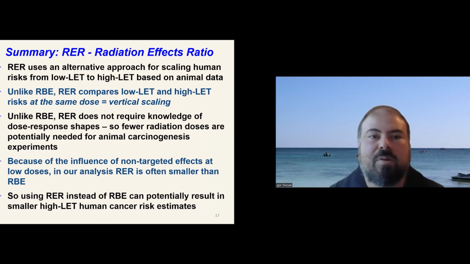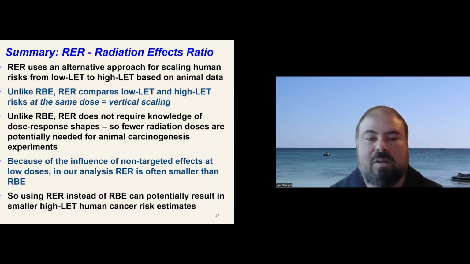So in a summary, the RER uses an alternative approach for scaling human risks from low LET to high LET based on animal data. Unlike RBE, this concept compares the low LET and high LET risks at the same dose, so it scales vertically. And unlike RBE, it does not require knowledge of dose response shapes. And a potential advantage of this is that fewer radiation doses need to be studied in the animal carcinogenesis experiments.